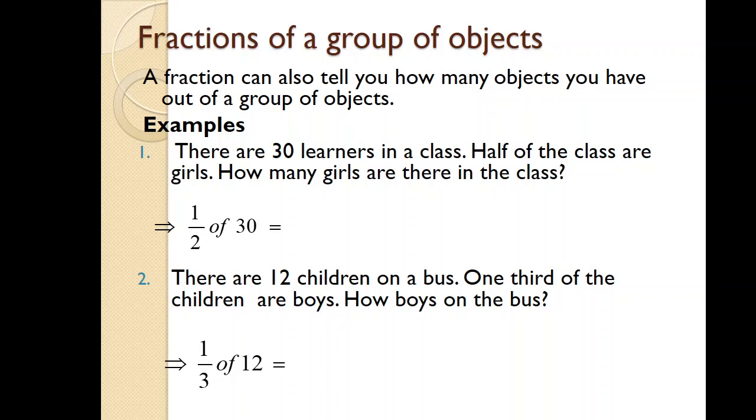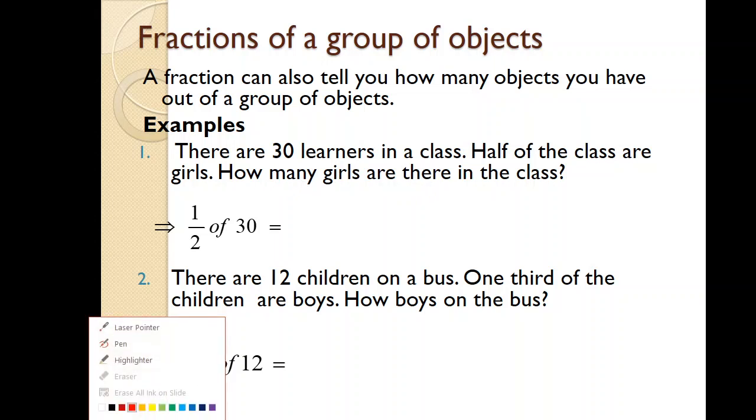Okay, let's look at these examples. Number 1, it says there are 30 learners in a class. Suppose you are 30 in your class, then half of the class are girls. Half of that 30 learners are girls. Now we need to find how many girls are there in that class. If half of 30 are girls, how many girls are in that class?